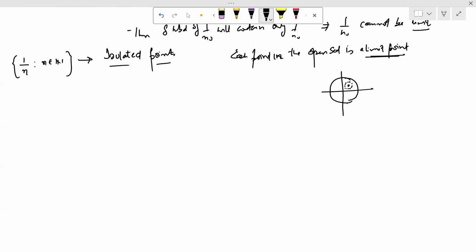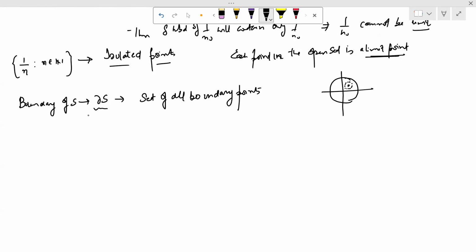And if you want to define the set of limit points for this open disk, then the boundary point will also come into the frame. So now let us define boundary of S. Boundary of S, in a very simple manner, will be the set of all boundary points. The set of all boundary points forms something called the boundary. Usually it is denoted by this.